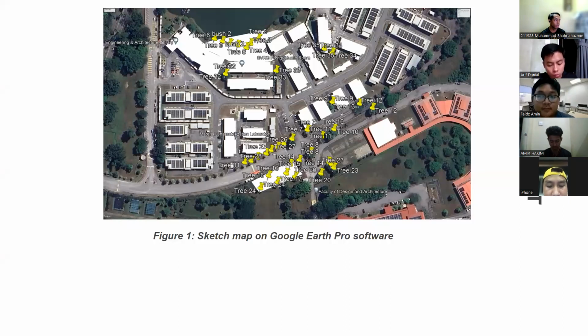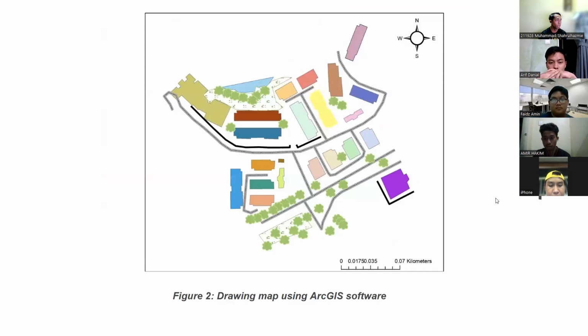Okay, for the project result, first we learned about Google Earth, Google Earth Pro, and ArcGIS. ArcGIS is the software developed for use in this area. It is a geographic information system. So first we sketch the map on the Google Earth Pro software. Next, we collect all the data here and mark the points.